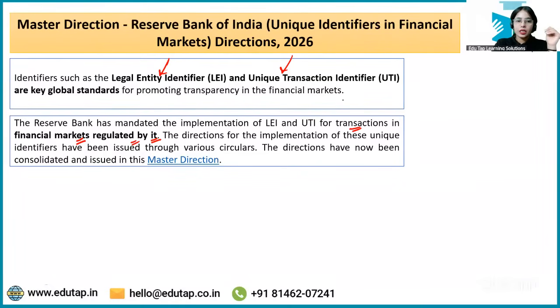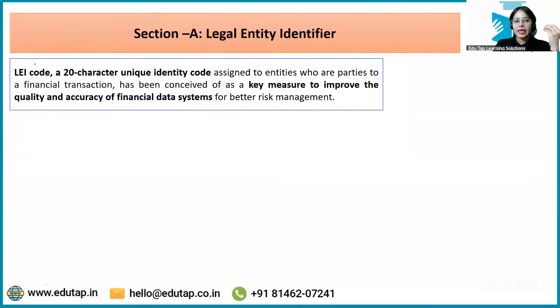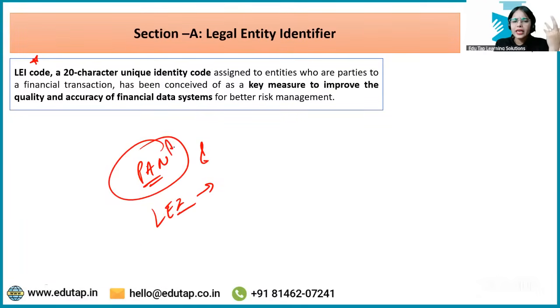Now, starting with the LEI, the legal entity identifier. Like we have a PAN number, what is the requirement of LEI? If you want to recognize the entity, why can't we use PAN? Because can we say that the PAN number is recognized all over the world? No, the PAN number is specifically for the Indian use case. It is the number that we use in India. But the LEI is according to global standards.